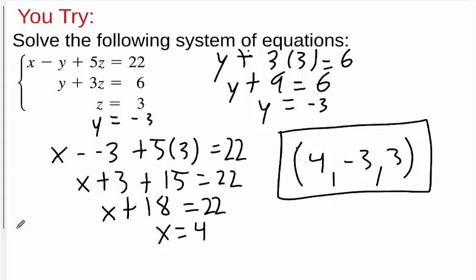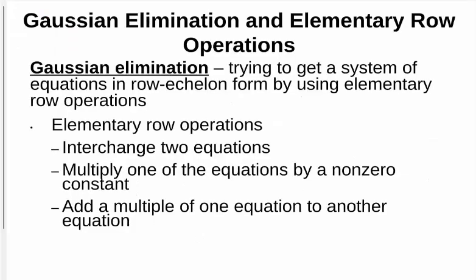Not too bad. Now, let's move on to Gaussian elimination. So that's basically, we're trying to get the system into that row echelon form, and we use what we call elementary row operations. There are 3 of them. We can interchange 2 rows, we can multiply one of the equations by a non-zero constant, and we can add a multiple of one equation to another and replace the answer we get within one of the equations.